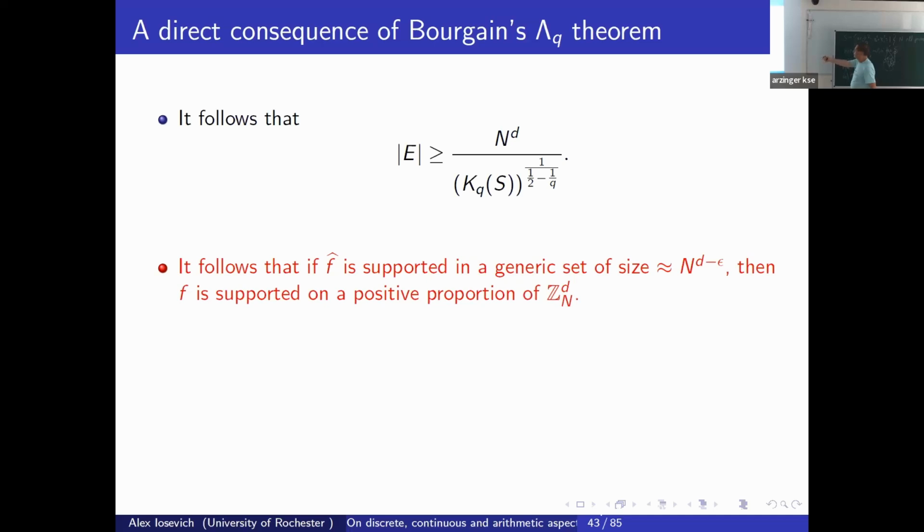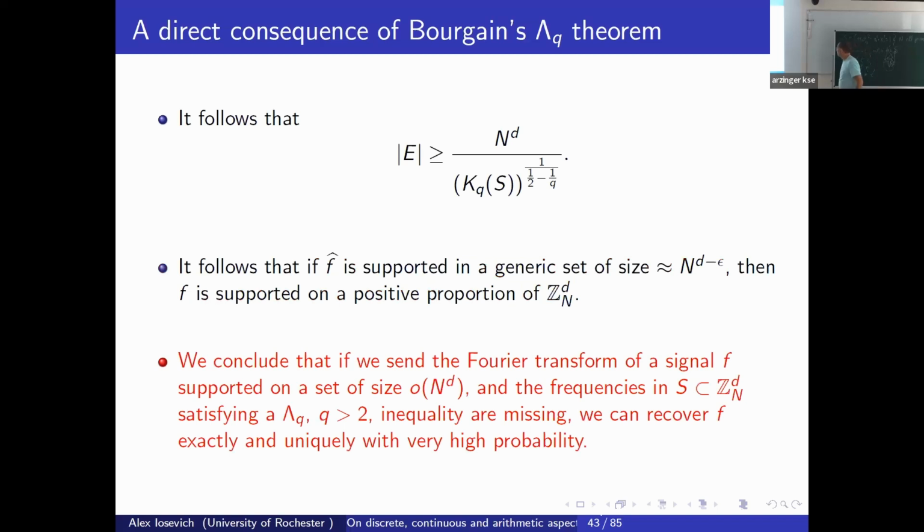So one thing that's work in progress, it's not quite ready, but will be ready in a few weeks, is we would like to be able to handle the case where the set of missing frequencies is like N to the D over log N instead of N to the D minus epsilon. This necessitates a kind of a logarithmic version of Bourgain's result, which is horrendously difficult, but it appears that it can be done. Okay? All right.